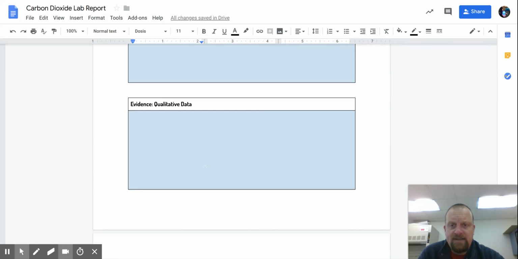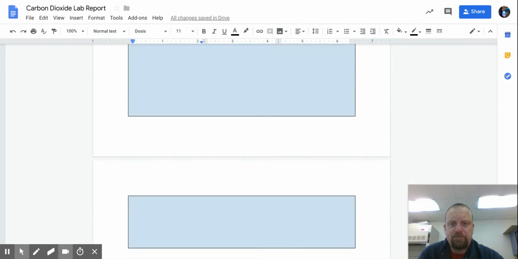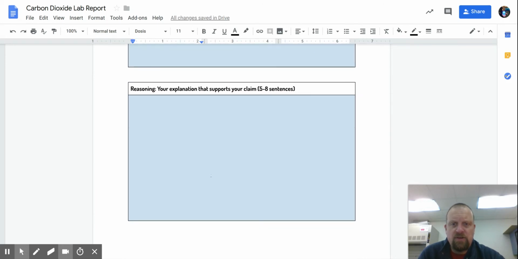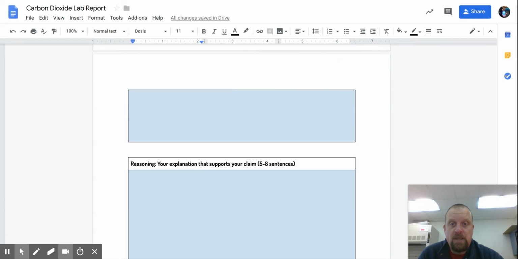Here's your qualitative data, which would be all of your observational data gathered with your senses. Again, be as detailed as possible. And finally, your reasoning. This is where you're going to take all of your evidence, and you're going to describe kind of what your evidence means and how it either supports or does not support your claim.